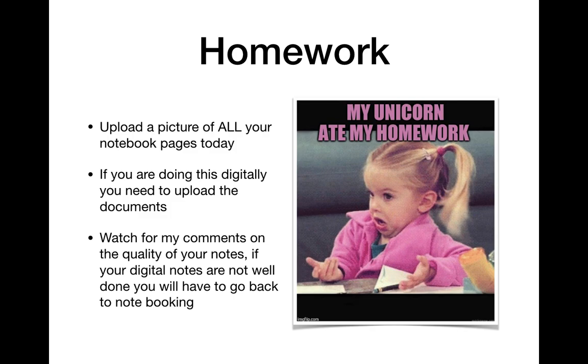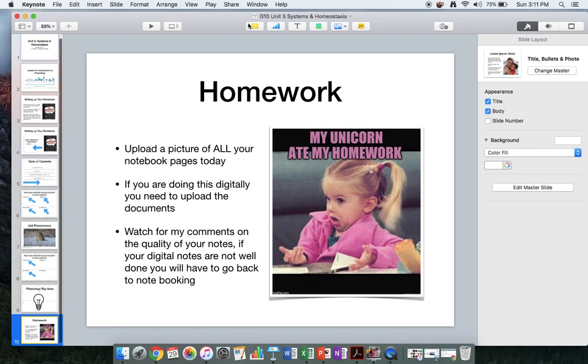Okay, and remember, if your digital notes aren't high enough quality, I will make you go back to notebooking. A lot of students have had much more success, I've noticed, with the quality of their notes. I've seen much better results with paper notebooking, but I want you to have a chance to try doing digital as well. So if you have any questions or anything, please feel free to email me, and have a good day.